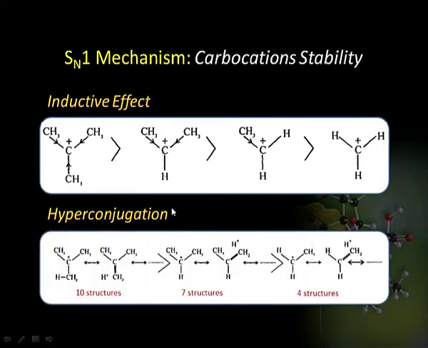Hyperconjugation is another factor which is responsible for the stability of these carbocations. In the case of tertiary, because of the presence of so many hydrogens in the 3 methyl groups, we can have 10 resonating structures. The secondary can have 7 and the primary can have only 4 such structures, and this also indicates why and how the carbocations attain their stability.